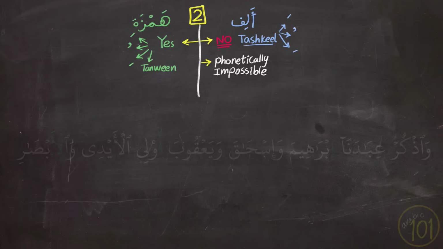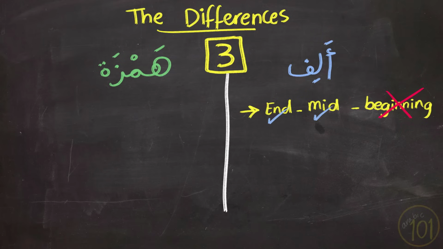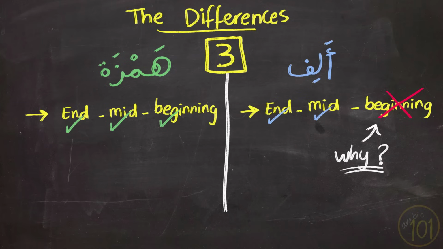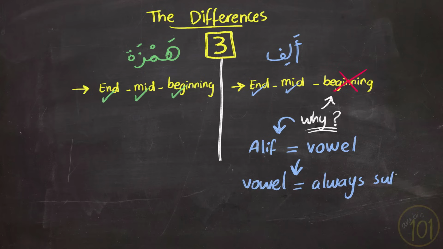So Hamza can receive short vowels with no problems. And that was difference number 2. Difference number 3. Starting a word with alif is impossible, while Hamza can occur in any part of the word. Now, why can't we start a word with alif? Since alif is a vowel, which means that it always has sukun on top, this means that we can never start a word with alif.